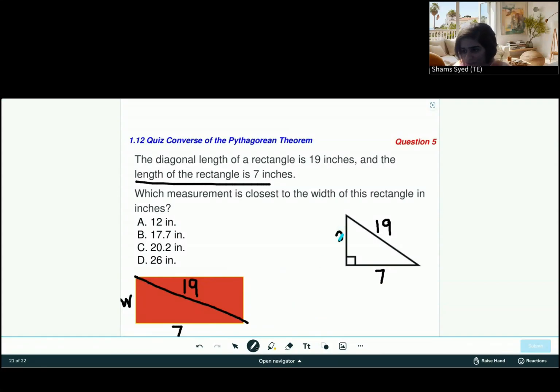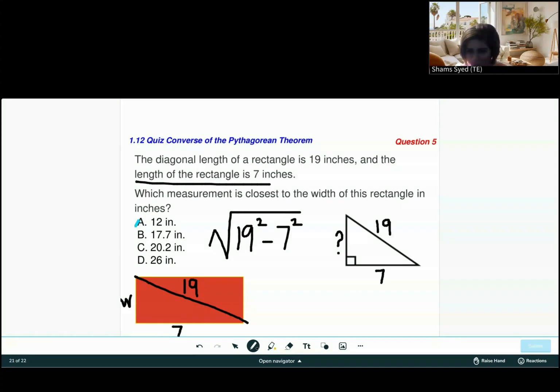So this little piece is missing. We want to be finding the converse of the Pythagorean theorem that involves subtraction. Start with your square root symbol, and when you subtract, you want to put the longest side first: 19 squared minus 7 squared. Everybody solve the question and tell me what you got. Damira got B, 17.7. That is correct, Damira.